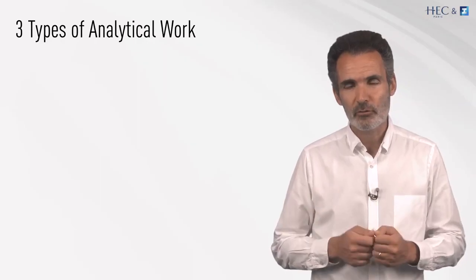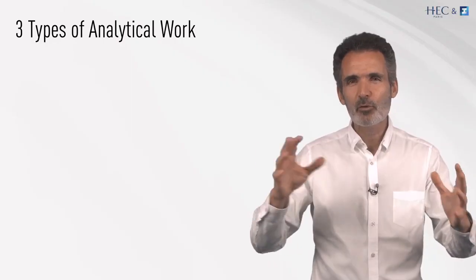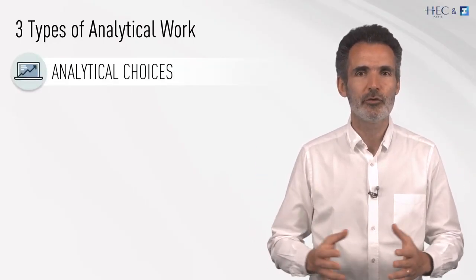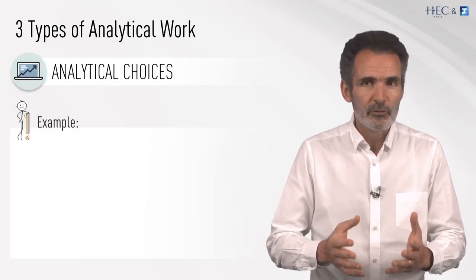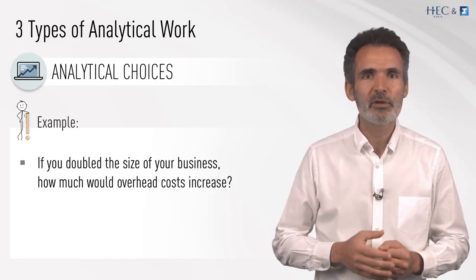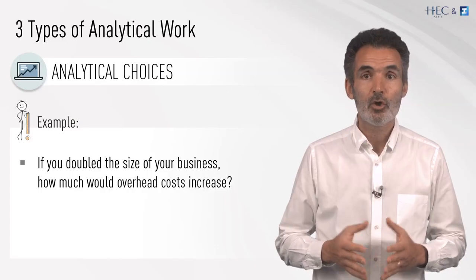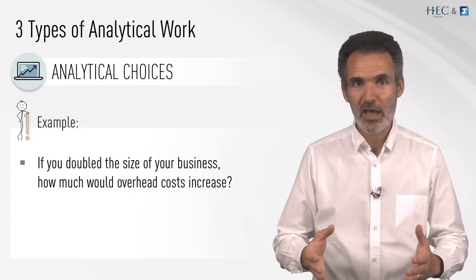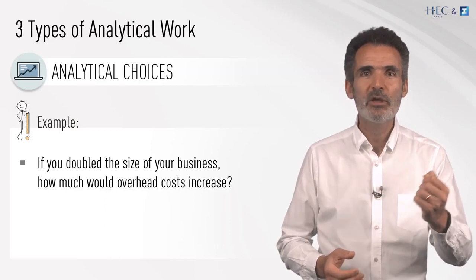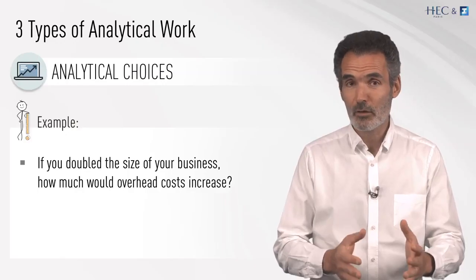Type 2 questions do not just require facts. You must put the facts in perspective to make sense of them, and to do that, you must make analytical choices. For instance, suppose you have to answer the following question. If you doubled the size of your business, how much would overhead costs increase? Your current cost structure is a question of fact, but to know how it will change, you must predict how each cost item will vary in this scenario. You will need to be clear about your reasoning.